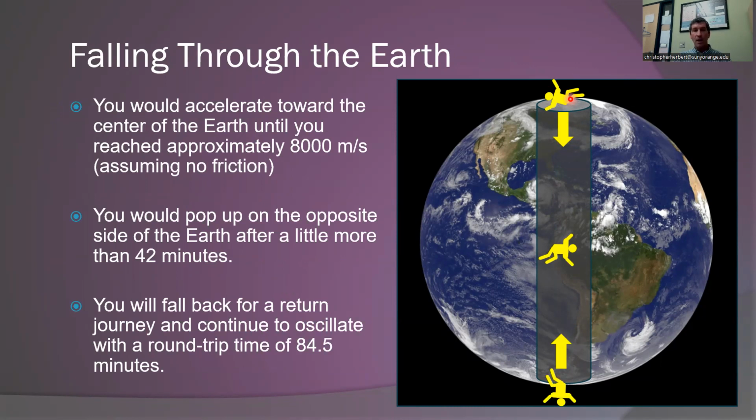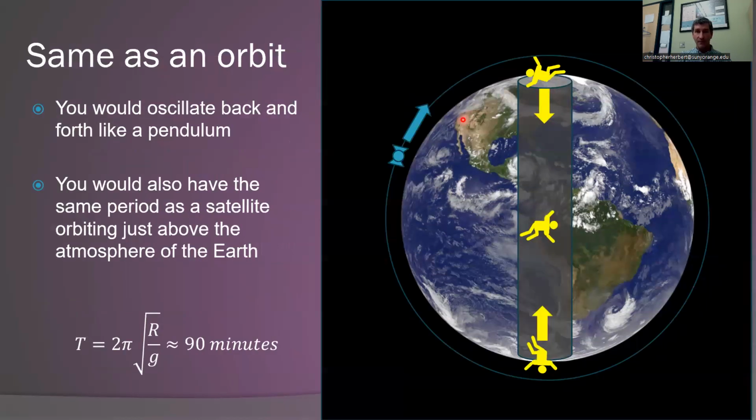It would take you approximately 42 minutes to make it to the other side. And if you fell back to where you started, that'd be another 42 minutes. So, roughly, just a little bit under 90 minutes. Now, what's interesting is that if you orbited the Earth, and we calculated the time to orbit the Earth, if you're orbiting right over the surface of the Earth, again, ignoring any atmosphere, that would also take you about 90 minutes to make that round trip.